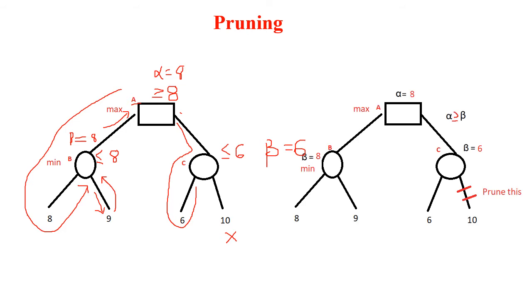It is shown here. Here, the alpha greater than or equal to beta condition is satisfied. Alpha is 8 and here beta is 6. So, we can perform cutoff of alpha-beta pruning.